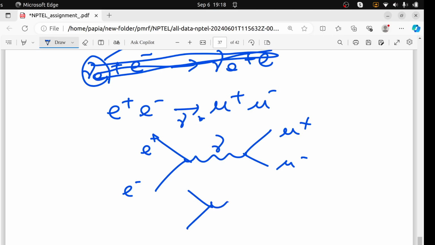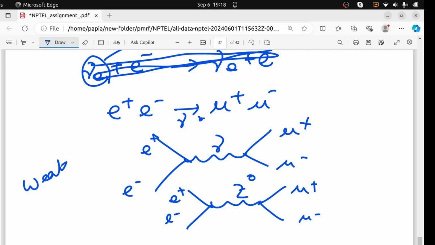But it can also be possible if I write e plus, e minus, Z0, mu plus, mu minus. Now see, for weak interaction, I think I did not mention in the previous class, the mediators are W plus, W minus and Z0. And for EM, the mediator is gamma. For this case, this is also possible because at this vertex the charge is also fine: e plus, e minus and Z0; mu plus, mu minus, Z0. Z0 means there is no electric charge.